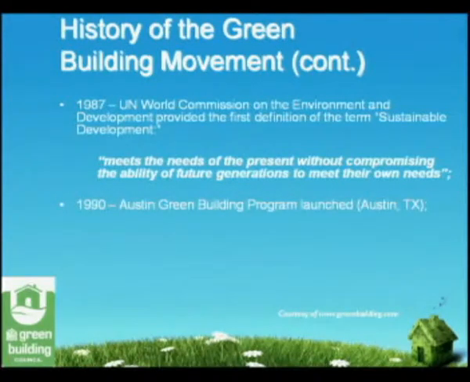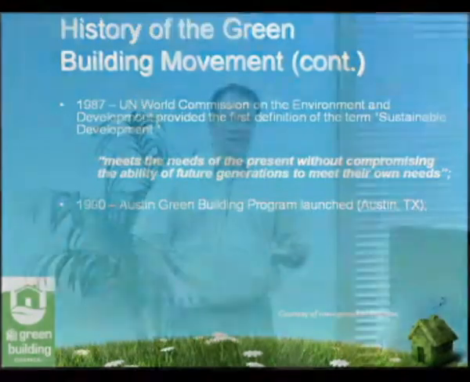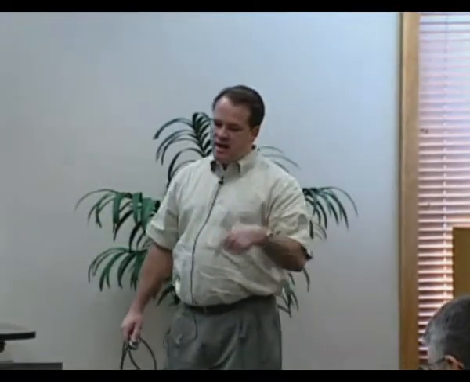In 1990, we saw one of the first green building programs launched in Austin, Texas. Austin is considered one of the founding cities, if you will, of green building. In 1992, the AIA again got involved and came up with an assessment of building products, looking at the individual products and their life cycle cost and their effect on buildings.